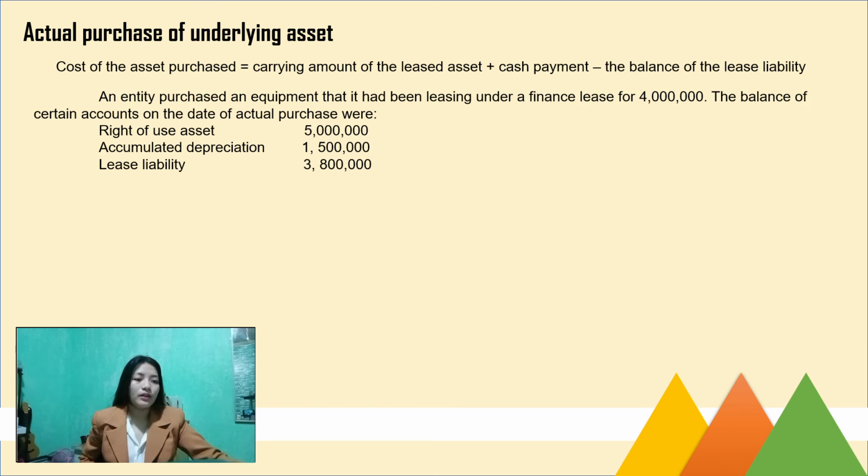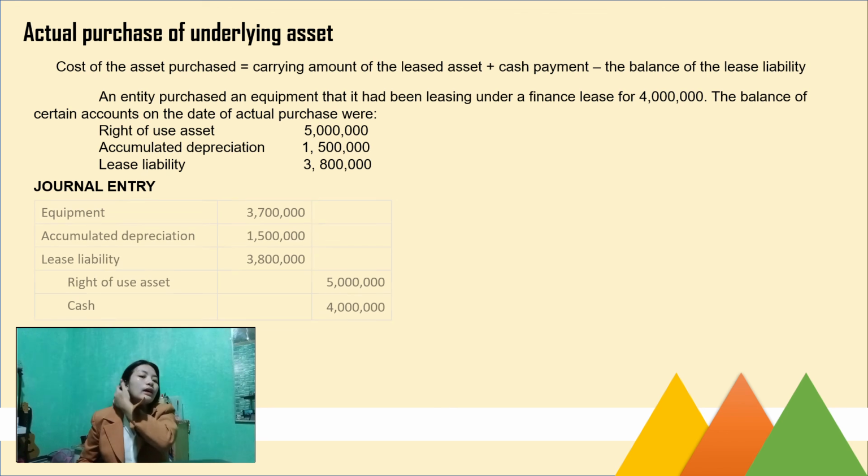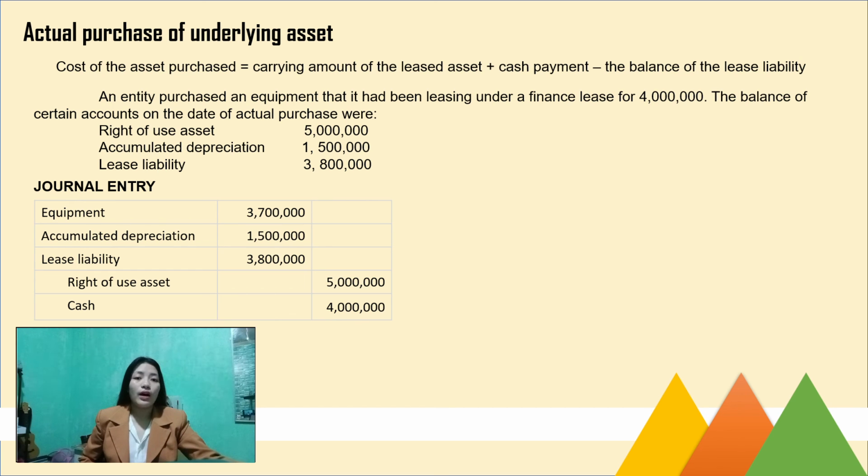Here is the example. An entity purchased an equipment that it had been leasing under a finance lease for 4 million pesos. The balance of certain accounts on the date of actual purchase were right-of-use asset 5 million, accumulated depreciation 1,500,000, and lease liability amounting to 3,800,000. So, punta tayo sa journal entry niya. We debit equipment amounting to 3,700,000. So, ito na yung mismong cost ng asset na pinurchase natin, which is yung equipment nga.